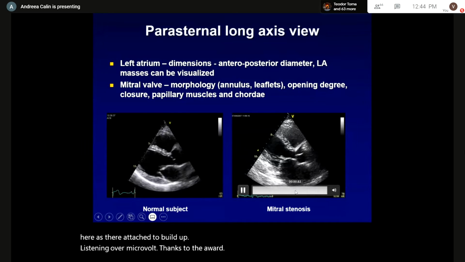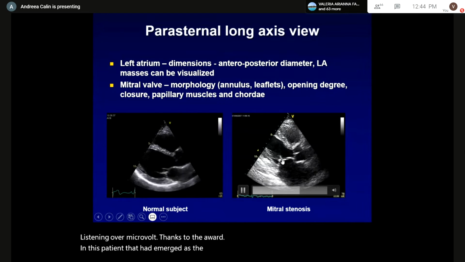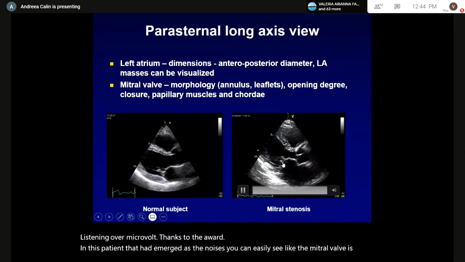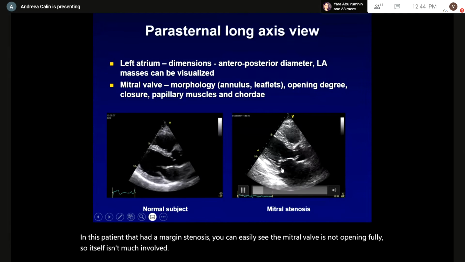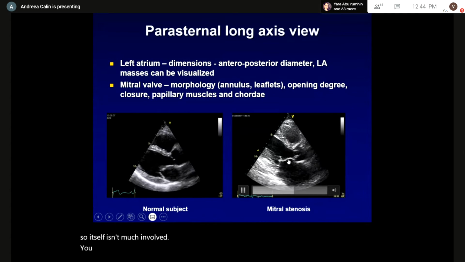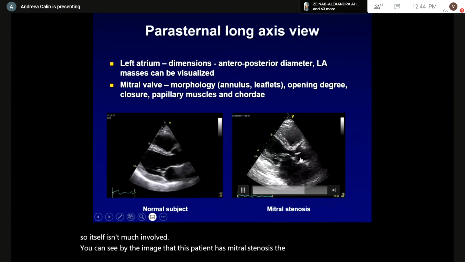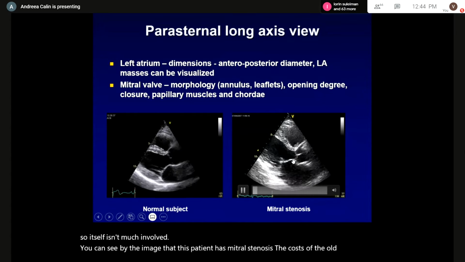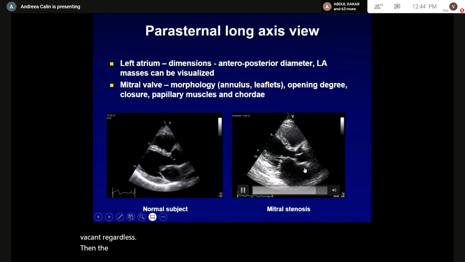In this patient that had a mitral stenosis, you can easily see that the mitral valve is not opening fully. So it's a thickened mitral valve. And you can see by the 2D image that this patient has a mitral stenosis. The cusps of the aortic valve are also thickened, thicker than normal, and the left atrium in this patient is severely dilated.